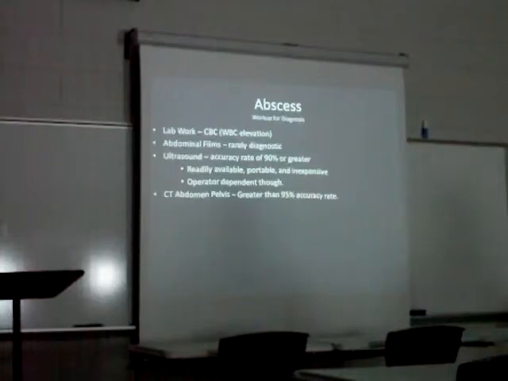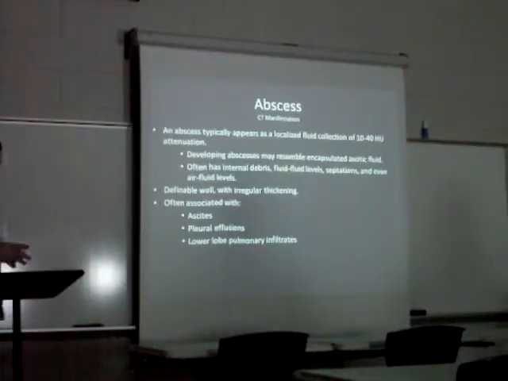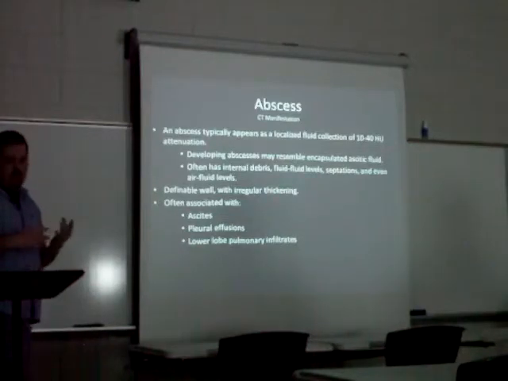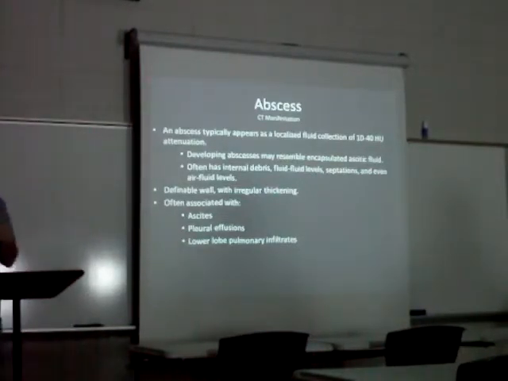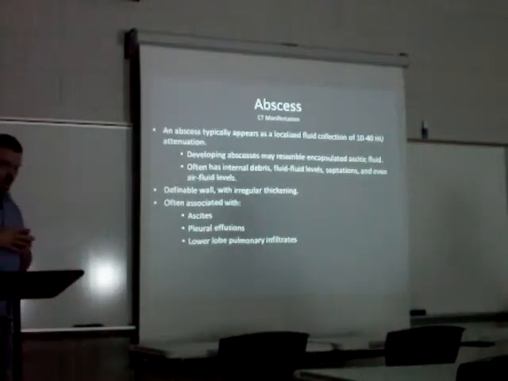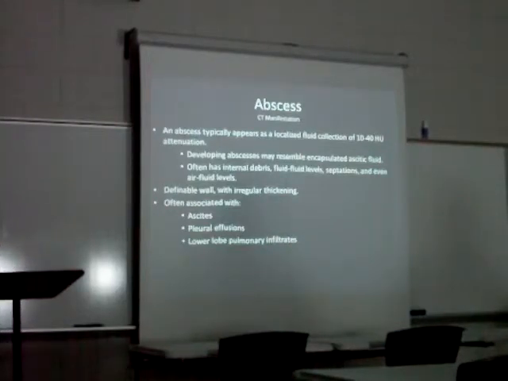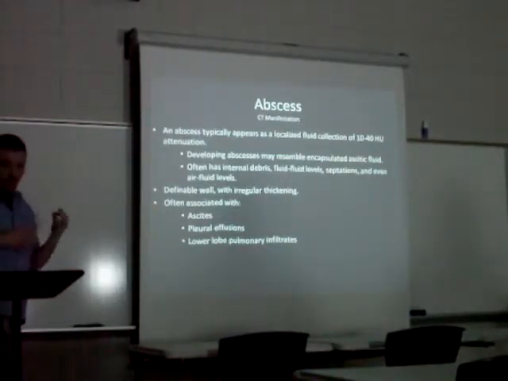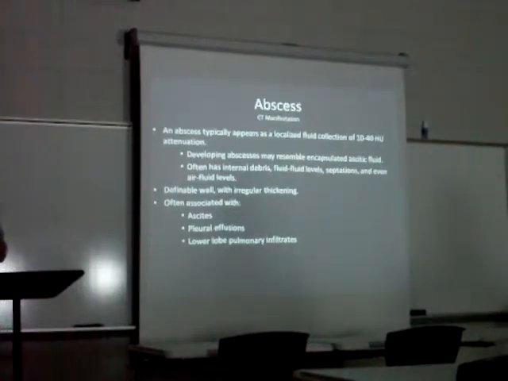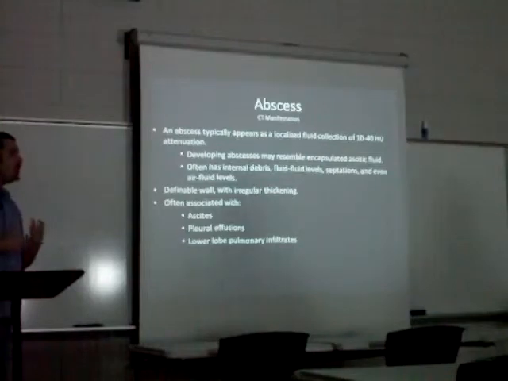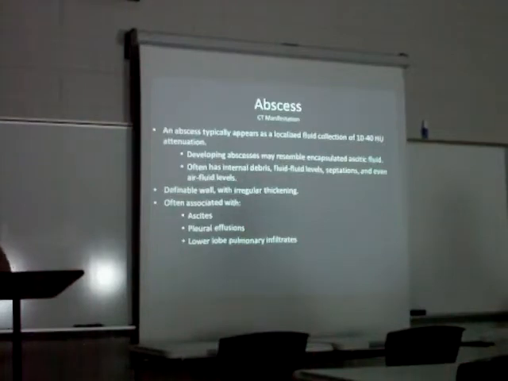And so if we look at the CT manifestation, we see that it generally appears as a localized fluid collection of around 10 to 40 Hounsfield units in attenuation, and they may resemble encapsulated ascitic fluid. They often have internal debris, fluid-filled layers, septations, and even air-fluid levels. We also see that they have a definable wall with regular thickening, and they're often associated with ascites, pleural effusions, and lower lobe pulmonary infiltrates. So there are other things that go along with this as well.